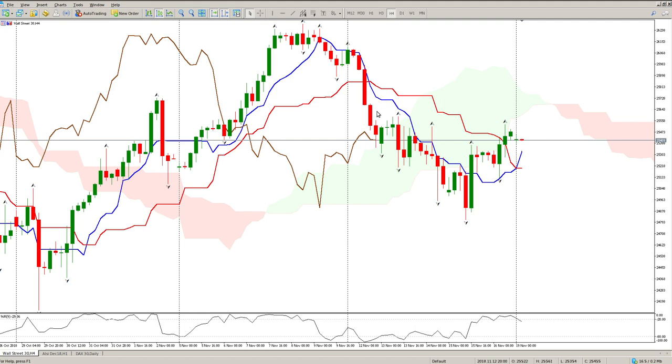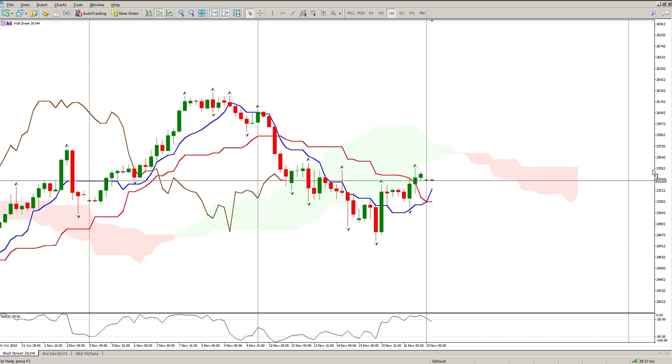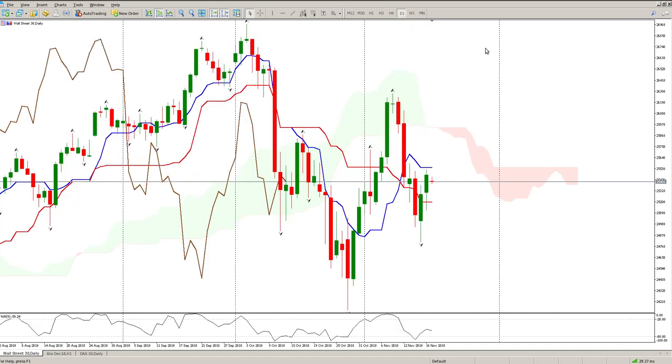But for me, at the moment, this has broken through the cloud. We're testing the cloud, and even though we've got a crossover, that is the only signal we have. Okay, I would like to see a twist in the cloud, and we don't have a twist. The cloud's pretty wide, and we're also below price on the Chikou span, the brown line here. So that to me is showing pretty much that we are not reversing at the moment.